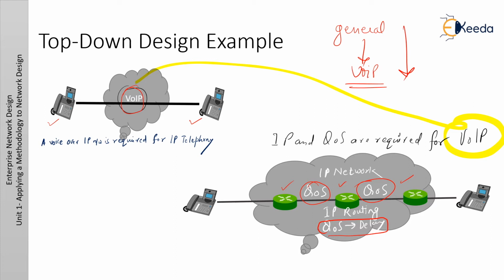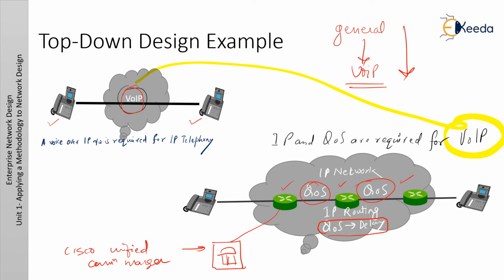Fine. Now come to the next thing. In this particular diagram, we can also modify one more thing. If we add one device commonly known as Cisco Unified Communication Manager. Okay, Cisco Unified Communication Manager. So what will happen?